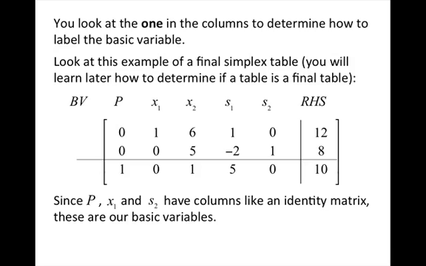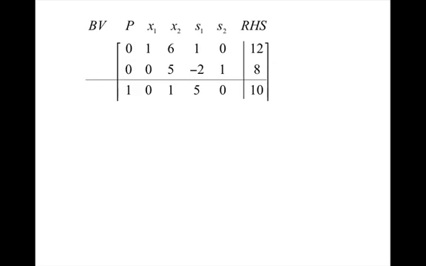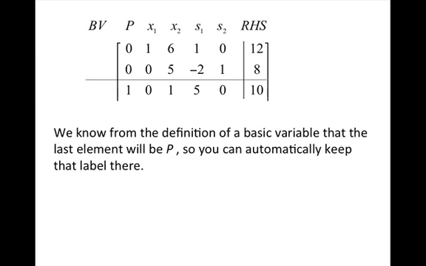Well, first, since the P, the X1, and the S2 have columns that mirror an identity matrix, these are going to be our basic variables. We know from the definition of the basic variable that the last element will be p, so you can automatically fill that in. And if I look at my first column, I have the 1 and the zeros. The 1 is in row 3, so that p is going to go in row 3.